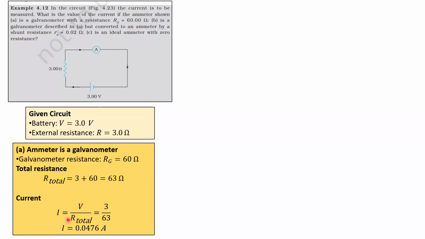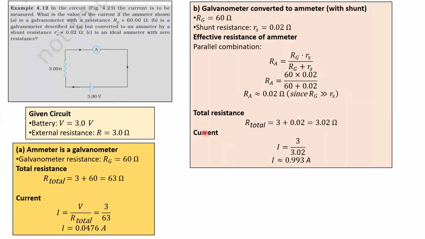So what should be the current? I equal to V by R total. Voltage is given as 3. R is 63. So current is 0.0476 ampere. Okay. Now we'll go for part B. What is part B?